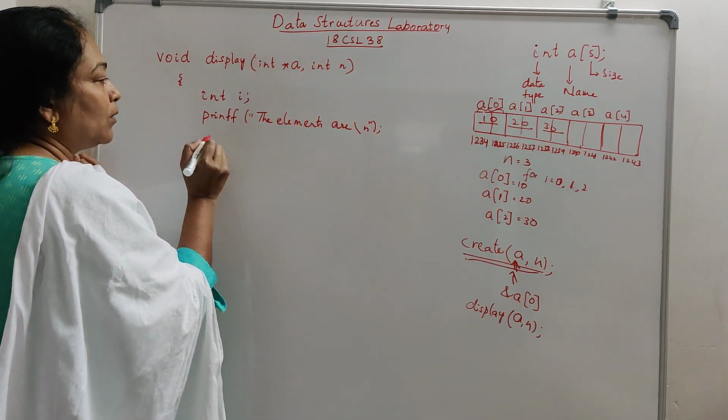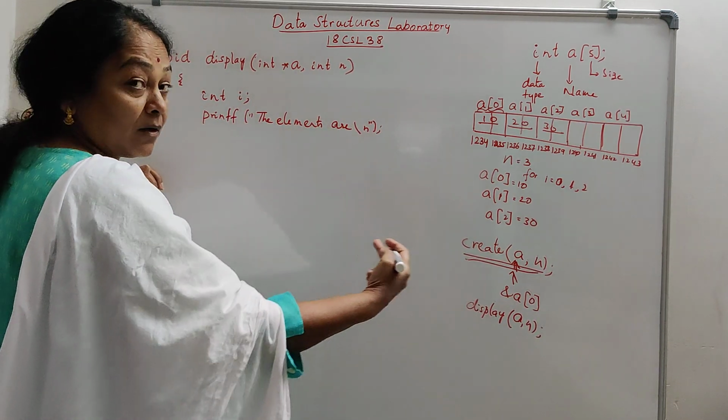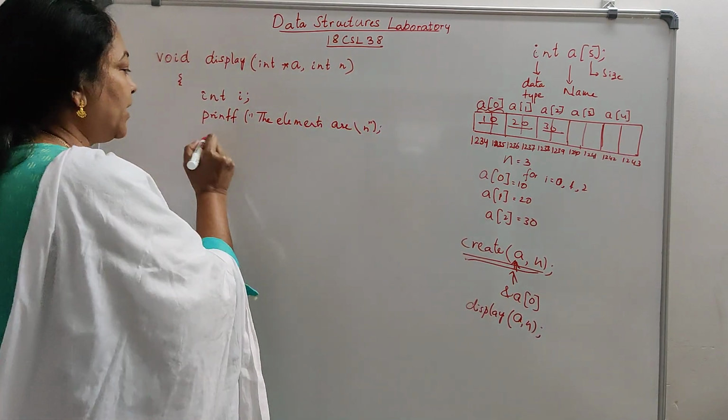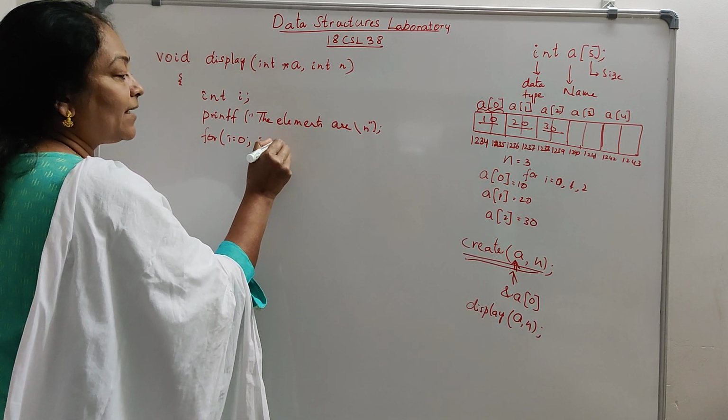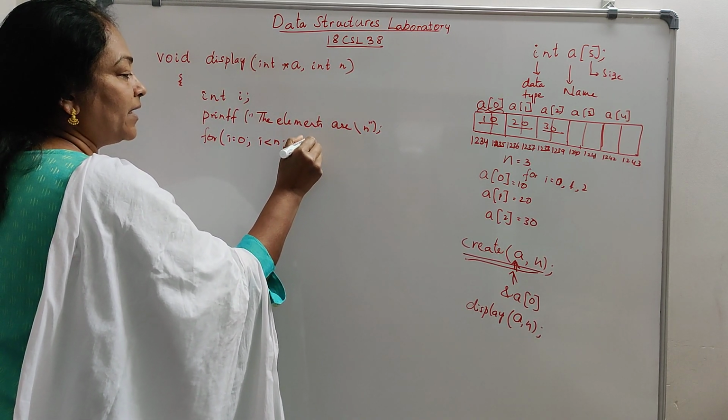As usual, because we need to access all the elements, we are going to use the for loop. For i is equal to 0, i is less than n, i plus plus.